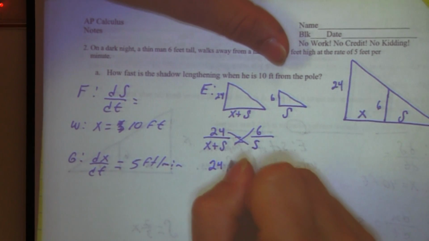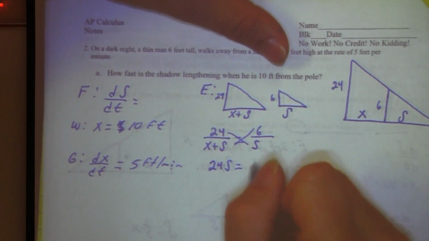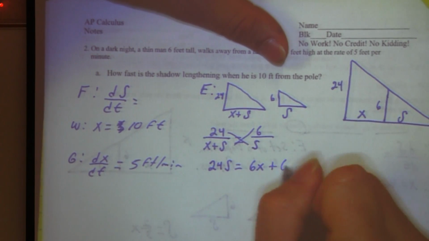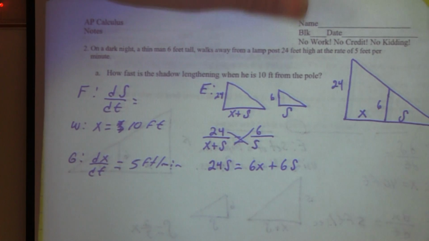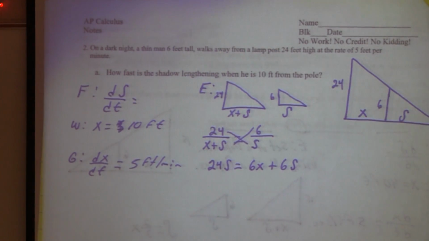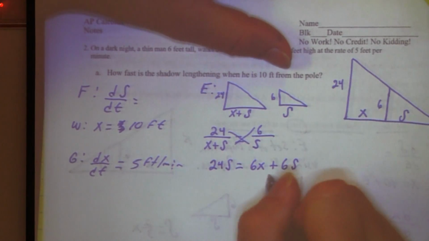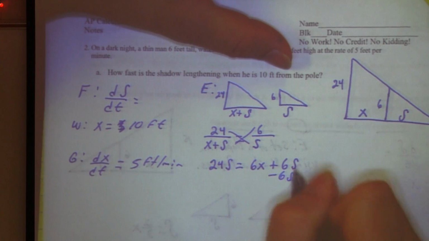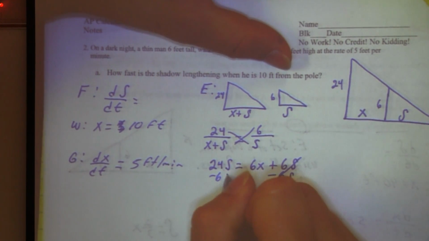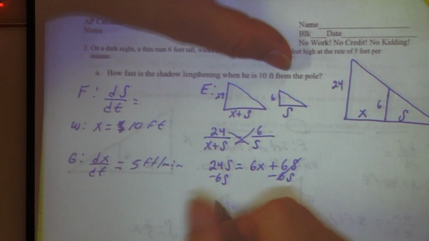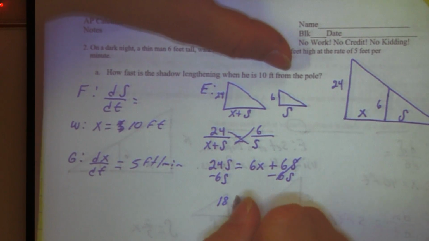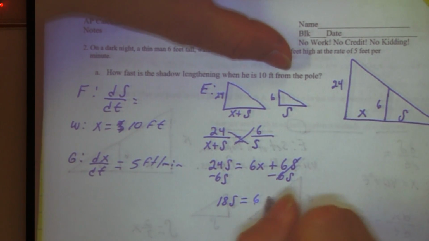We've got 24s is equal to 6x plus 6s, minus the 6s, right? And we get what? 18s is equal to 6x.